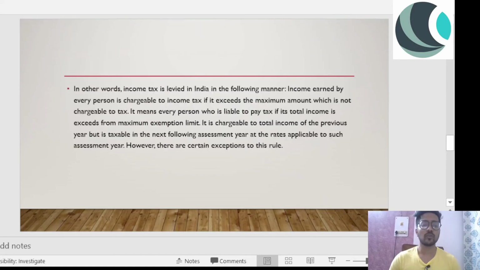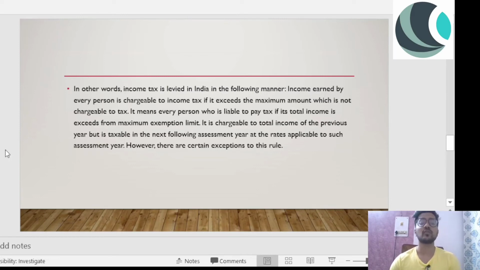Now we'll move on, there is another thing that we have to touch upon. So in other words, income tax is levied in India in the following manner. Income earned by every person is chargeable to income tax if it exceeds the maximum amount which is not chargeable to tax. So the first condition is you have to make sure whether that person is a normal person or an SSE whose income exceeds the maximum amount which is not chargeable to tax. It means every person who is liable to pay tax if its total income is beyond the exemption limit.